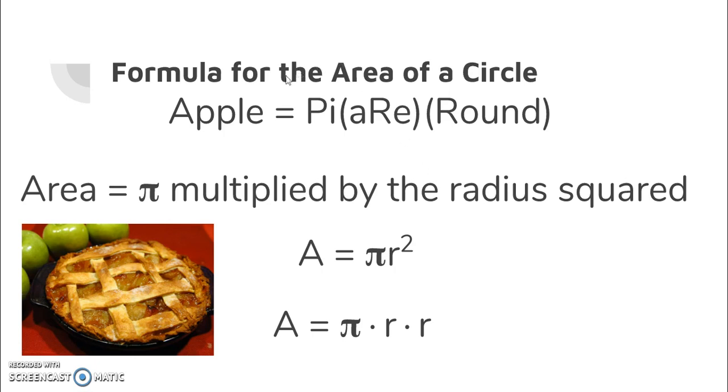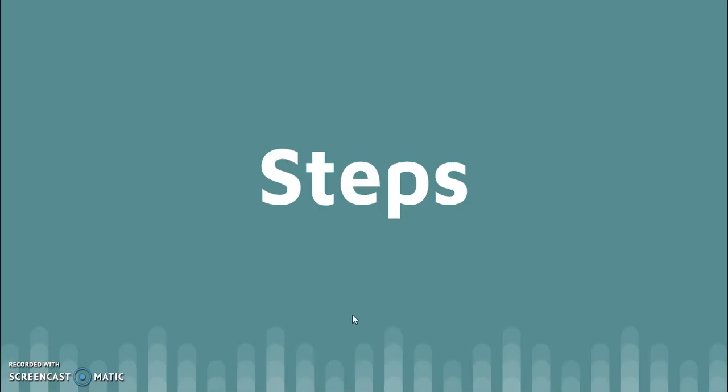I try to remember that by using this little thing to remember. Apple pies are round. So A is for apple, it's for the area. Pi, R, round. And that's how I remember the formula for the area of a circle.